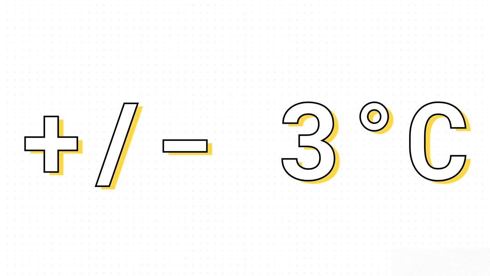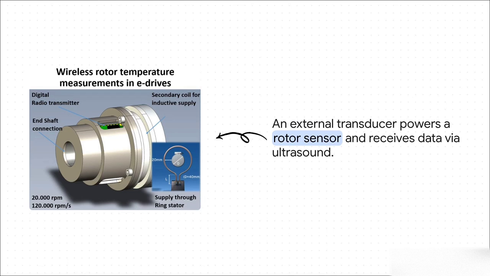That is a 5-fold increase in accuracy. And that kind of precision, well, it lets operators run the generator closer to its optimal limits and catch potential problems much sooner. So how do they pull this off?